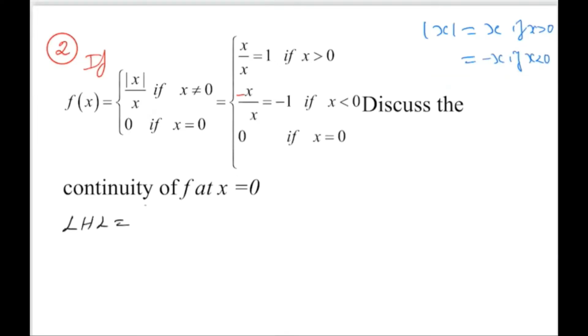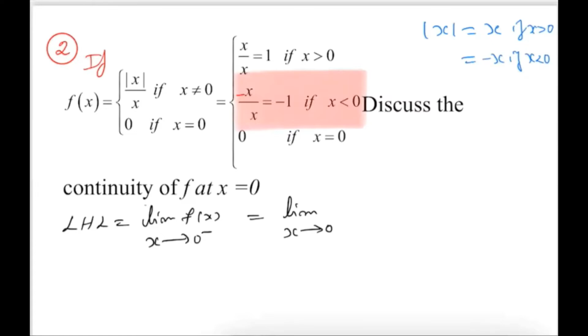LHL is limit f of x as x tends to 0 minus. You are approaching 0 from the left of 0. So here when x is less than 0, f of x is minus 1. So here write minus 1. There is nothing to substitute for x because there is no x here. So minus 1. The right hand limit is limit of f of x as x tends to 0 plus.